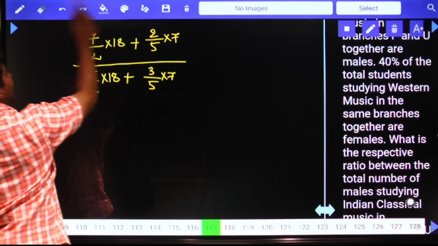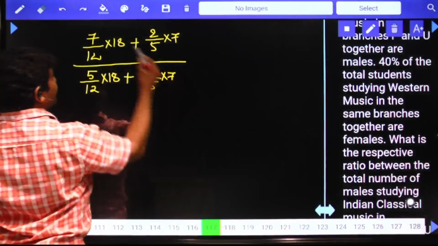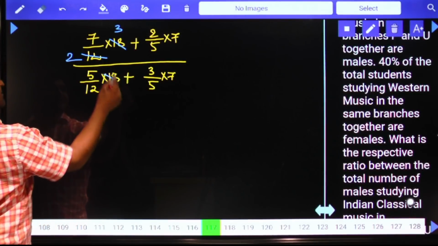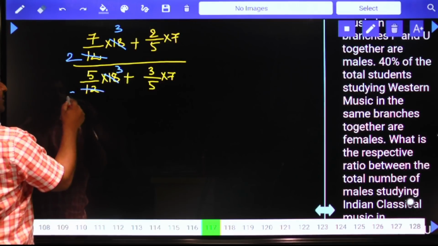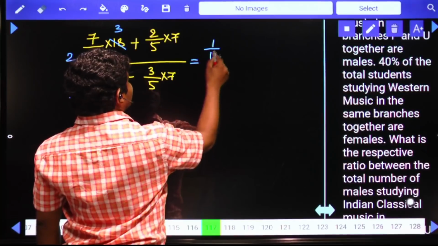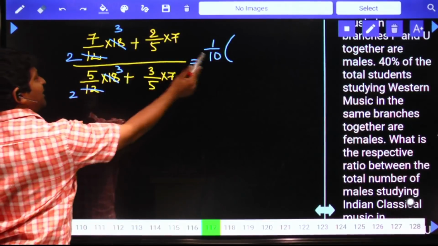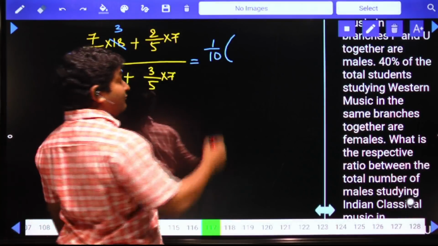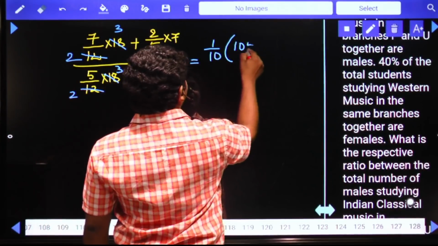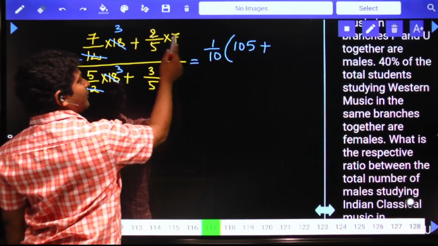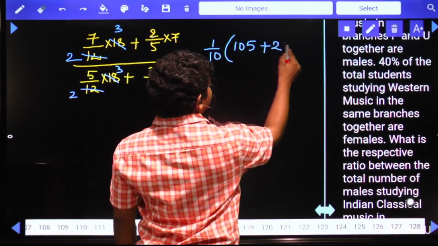Now let's go for simplification here. 6 3 times, 6 2 times. Same simplification 3 times and then 2 times. 2 and 5, LCM is 10. So let me take 1/10 common. 2 how many times? 5 times. 7 3 is 21. 21 5 times, that is 105, plus 5 2 times. 2 into 2 is 4. 4 into 7 is 28.